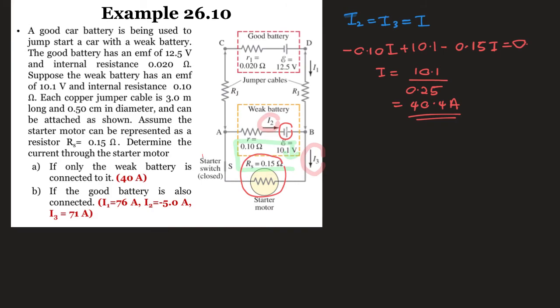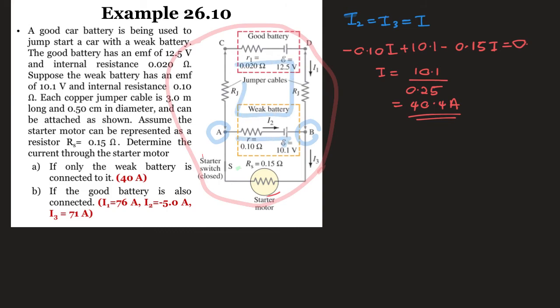Now we are going to focus on question B. For question B, the good battery is also connected, so it means that we are going to look at the whole circuit. Definitely we need to find three equations: one equation comes from Kirchhoff's current law, which you can choose at junction A or junction B. I'm using junction B for the Kirchhoff's current law equation. And because you have two loops here, you are going to have two equations from Kirchhoff's voltage law. So let's start.